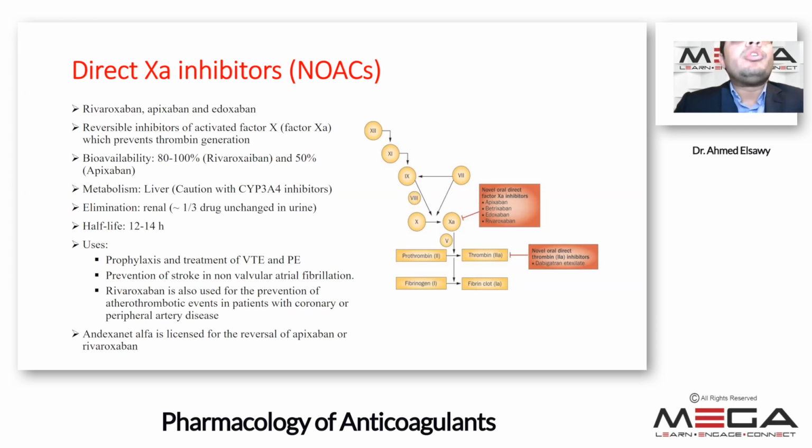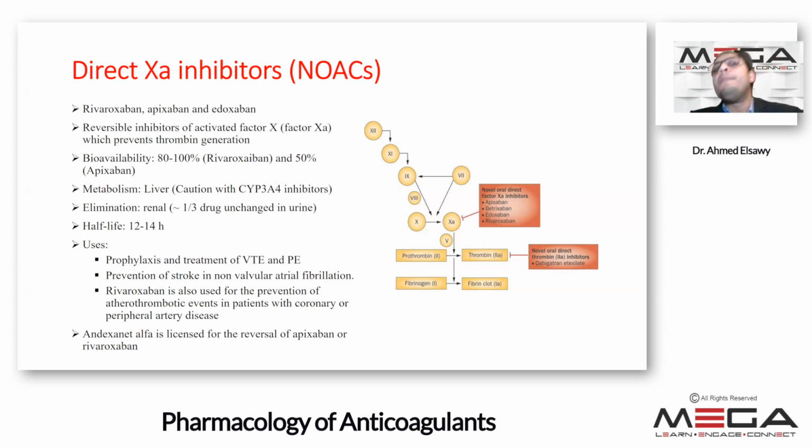Now the novel oral anticoagulants, or direct factor Xa inhibitors, such as rivaroxaban and apixaban. On the right side of the screen you will see their site of mechanism of action. They inhibit activated factor X and prevent thrombin generation. Also, as Dr. Yasser said earlier, they have actions on platelets as well, so it's not only a pure anticoagulant. Metabolism is mainly in the liver, so be cautious with cytochrome P3A4 inhibitors, which potentiate the action of these drugs. Elimination of the NOACs is mainly renal; about a third of the drug is excreted unchanged in urine.